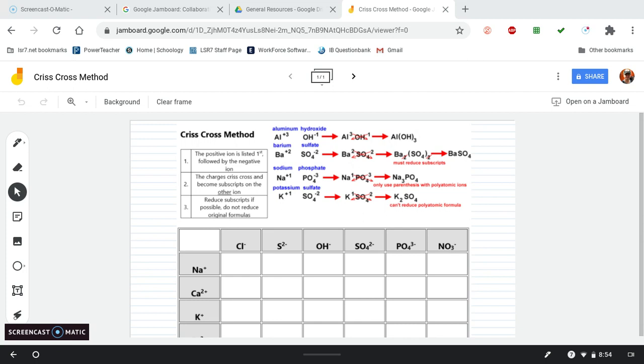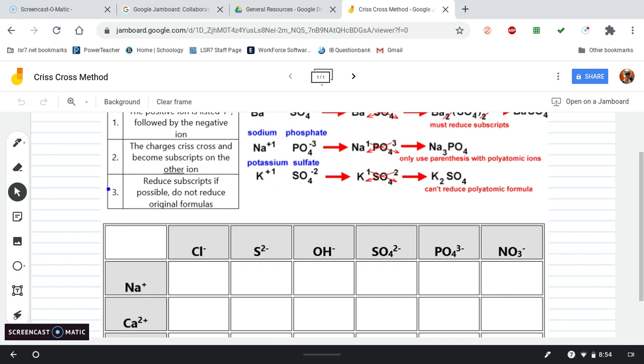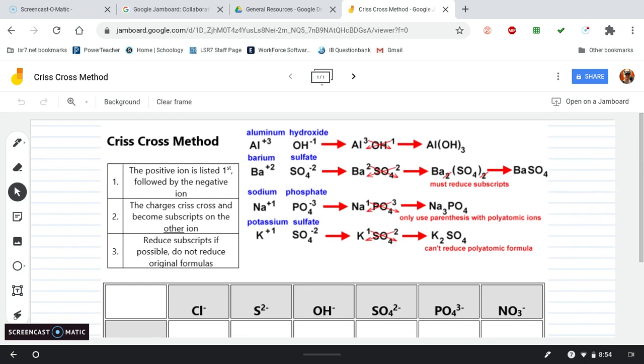Okay, we are looking at something brand new here. This is called the CrissCross Method. So, what the heck is this? Well, this is how we put chemicals together. Not every chemical is put together in this way, but a significant amount of them are.